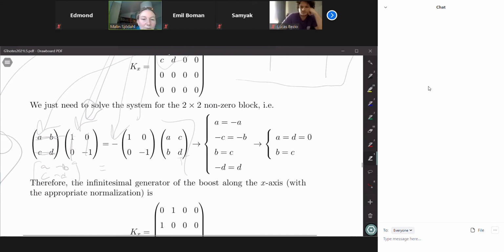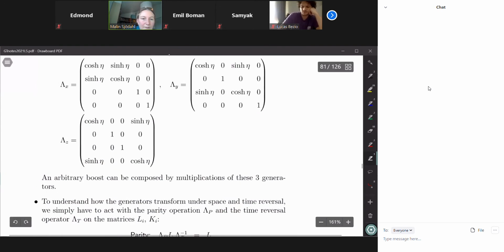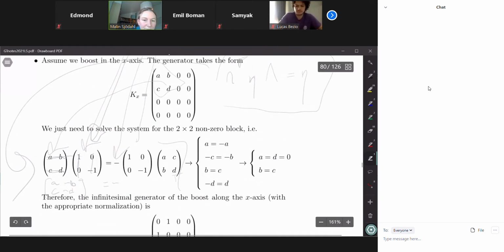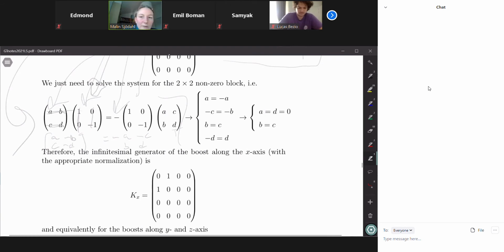So we have then first minus A, minus A, minus C, B, because we have two minus signs, and D. So now let's see if we have the same constraints as in here.